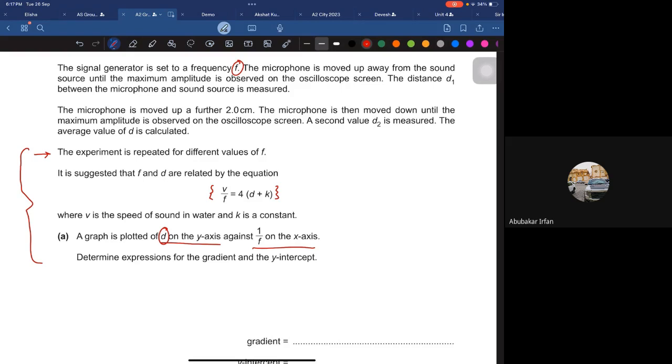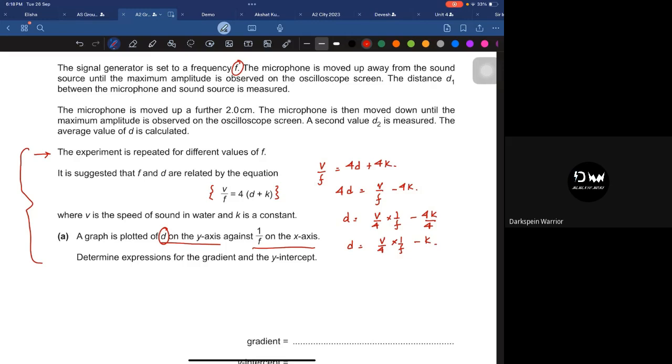So I'm going to multiply by 4, so it will be v upon f equals 4d plus 4k. Then I'm going to take 4k to the other side, so 4d will be equal to v upon f minus 4k, like that. Is it clear, everyone? Then I'm going to divide by 4 on both sides. So this will be v upon 4 times 1 upon f minus 4k over 4. So this will give me v upon 4 times 1 upon f minus k. Do you guys get it? Yes, sir. If you have any questions here, let me know, okay?